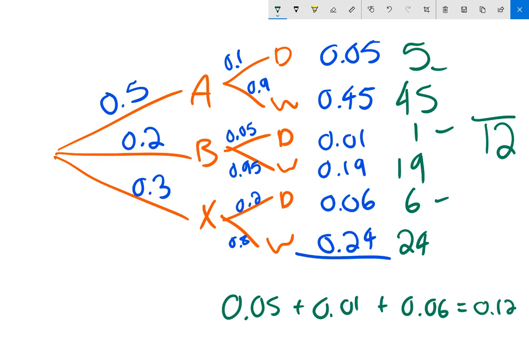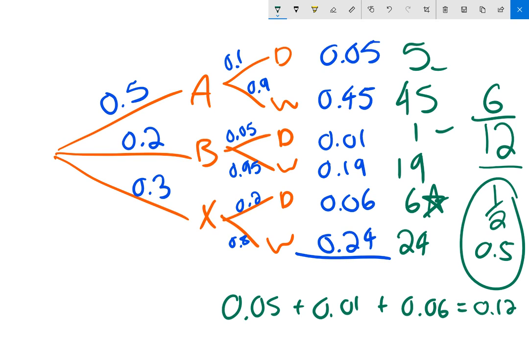Now, out of the 12 defective, we're asked to find the probability that it was brand X. X had 6 defective CDs. So 6 of those 12 defective CDs are from brand X. So half of the defective CDs are from brand X. If we know that this person got a defective CD, then there's a 50% chance that it was brand X, right? So you could say 1/2, you could say 0.5, it doesn't really matter, but 1/2 or 0.5 is the answer. I hope that makes a little more sense.